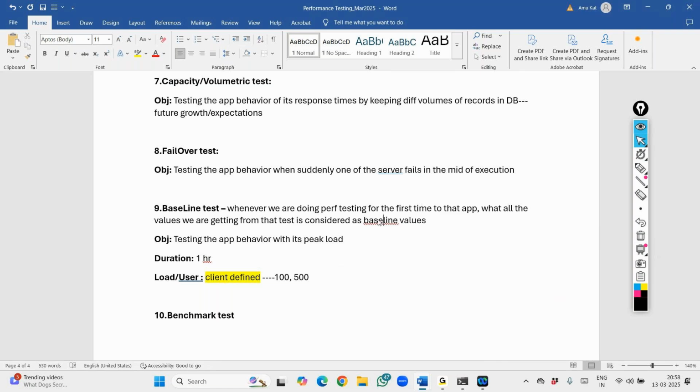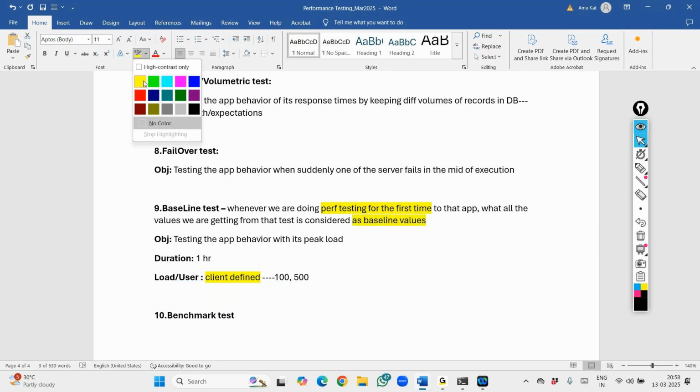Simple. Whenever you do performance testing for the first time, that is called baseline testing. So same here: if they define 100 or 500 users, we will use the same load. The objective is also testing the application behavior with its peak load, and the duration is 1 hour. But whatever values you get over there are called baseline values.